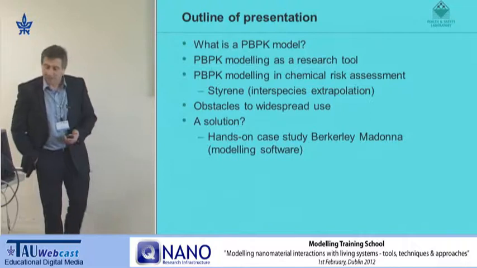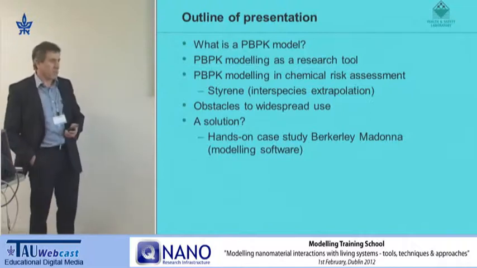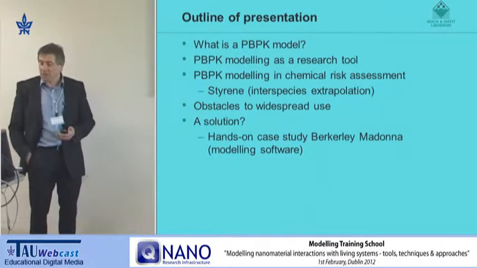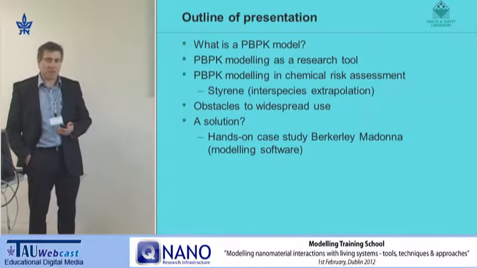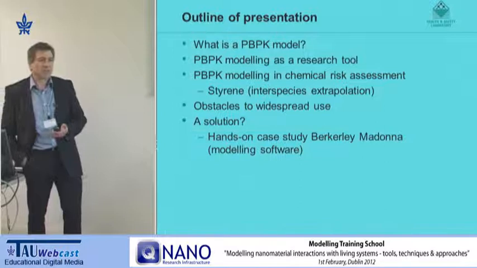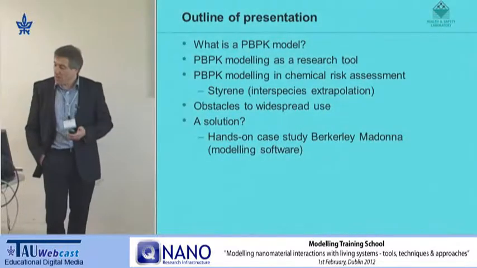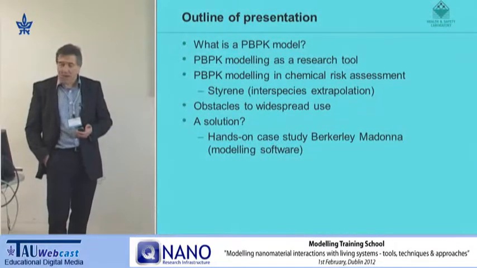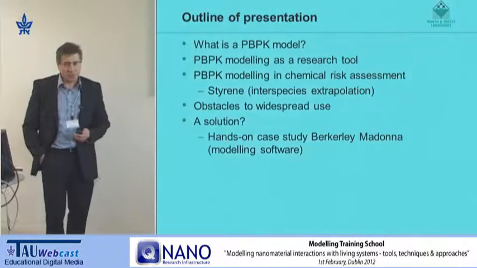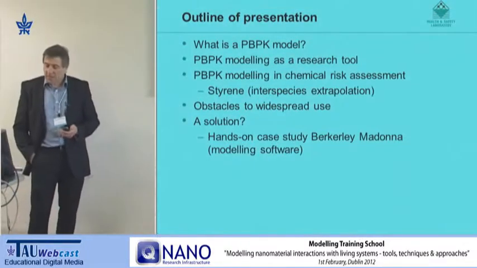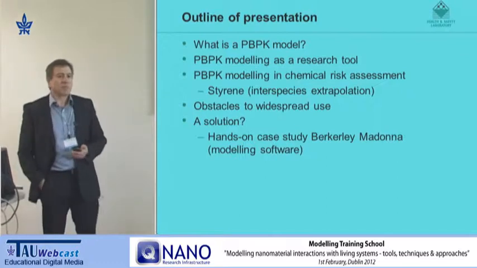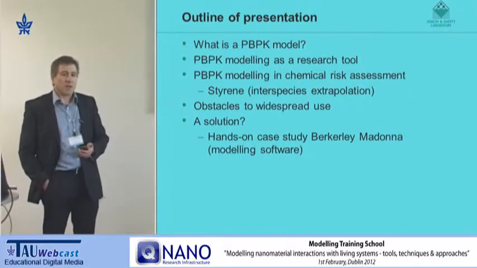The outline of the talk: I'm going to describe what a PBPK model is. I'm going to talk about how it's used as a research tool, because it's fundamentally important to understand the thinking behind modeling. I'm going to talk about how it's applied in the risk assessment approach. I'm going to give you an example of how it's applied.